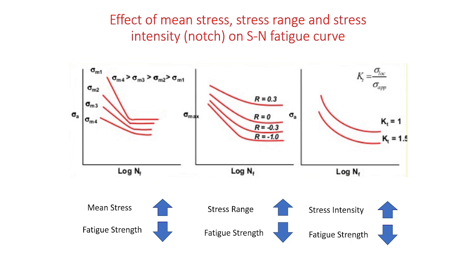The third diagram, on the extreme right hand side, shows the effect of stress intensity. The stress intensity is calculated by K is equal to sigma local divided by sigma applied stress. You can see as the stress intensity increases, the fatigue strength decreases. K is equal to 1, and K is equal to 1.5. You can see the difference between these two.